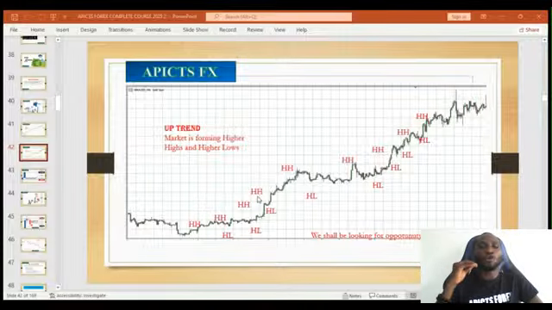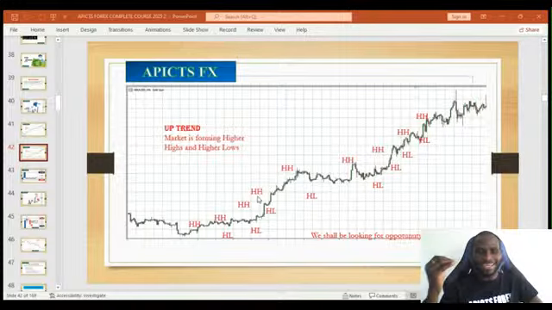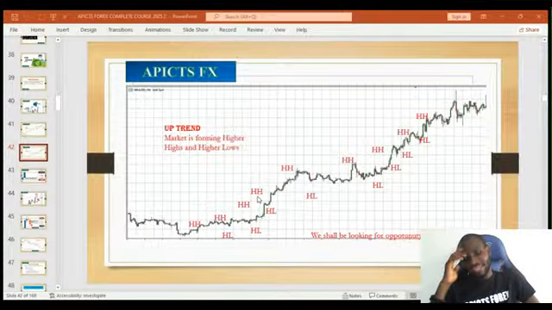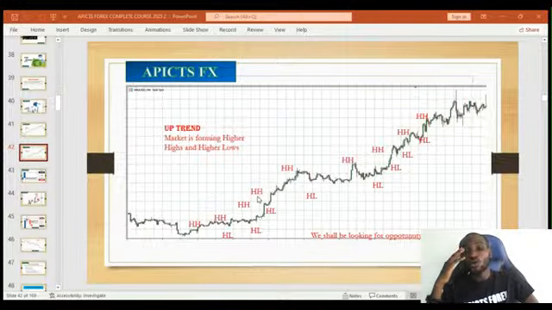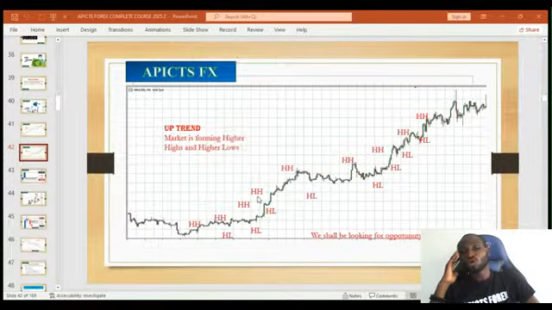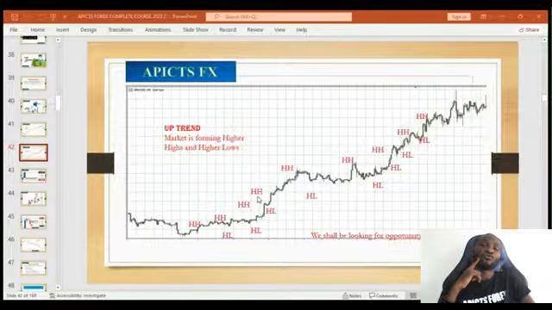We are looking for opportunities to buy. Now, you will notice that I did not say when the market is in an uptrend, just buy. Apologies for those that don't understand Yoruba. But the market is just going up, it's going up, it's going up. I don't want to miss the market. Oh, boom. You just enter. You wipe your account.